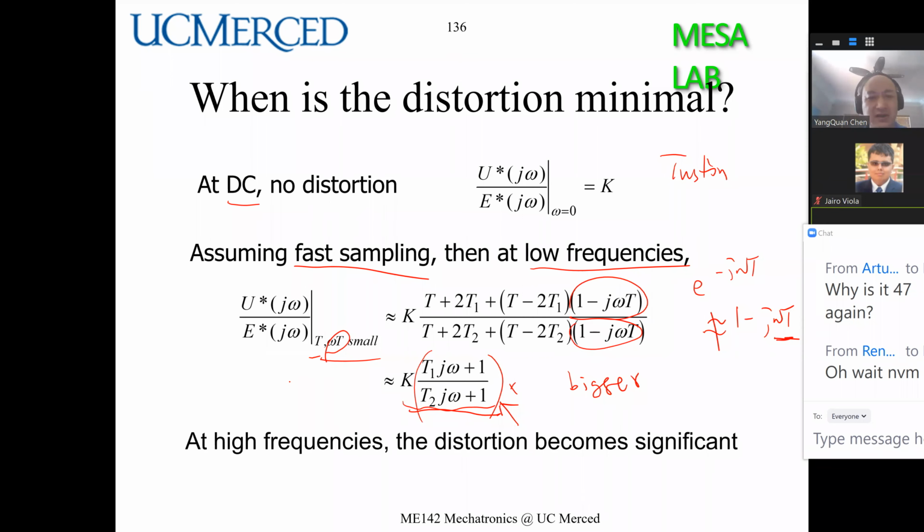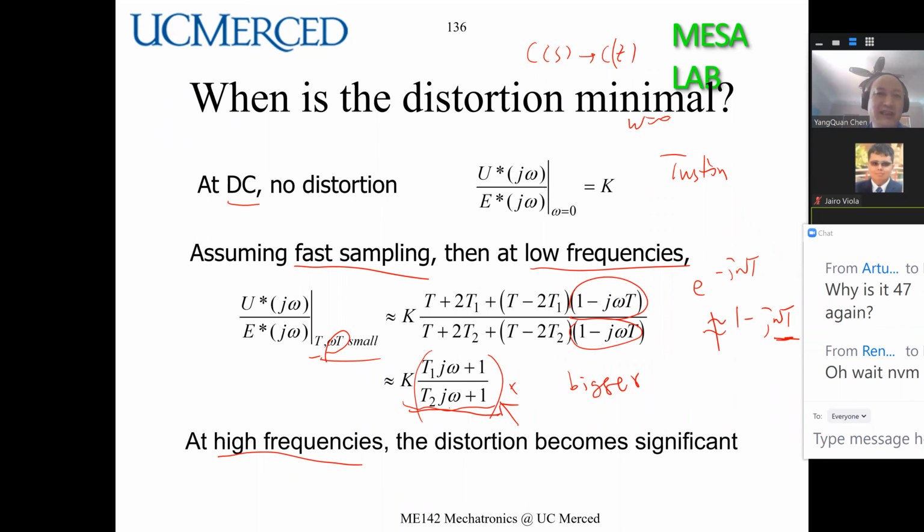Which is great. So on the other hand, if you are assuming fast sampling, omega T is small. So it will become frequency dependent. If you have a higher frequency, the distortion will be bigger and bigger. So in other words, what's the difference between C(s) and C(z)? There's no difference when omega is 0. But as omega goes up, the difference will be bigger. So that's actually the problem.